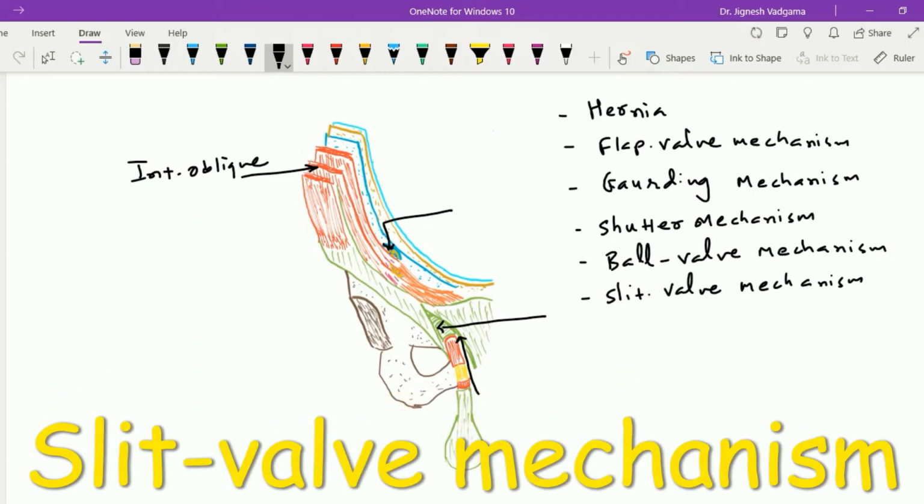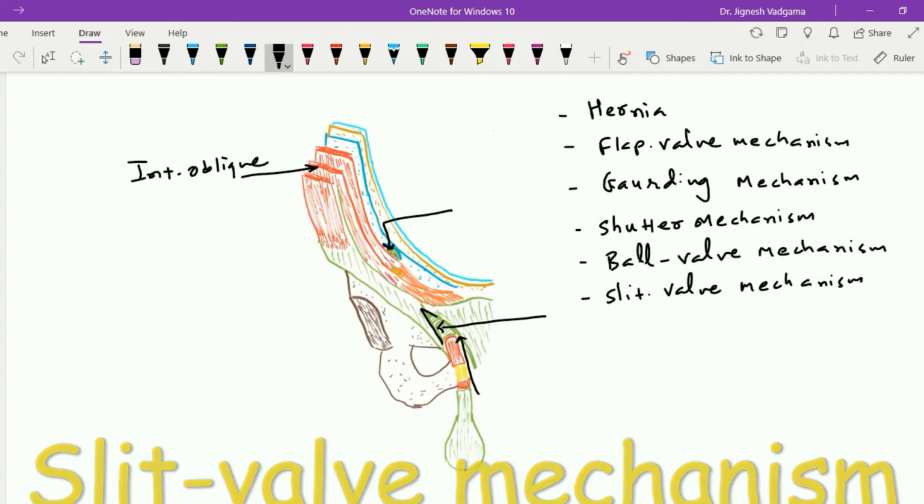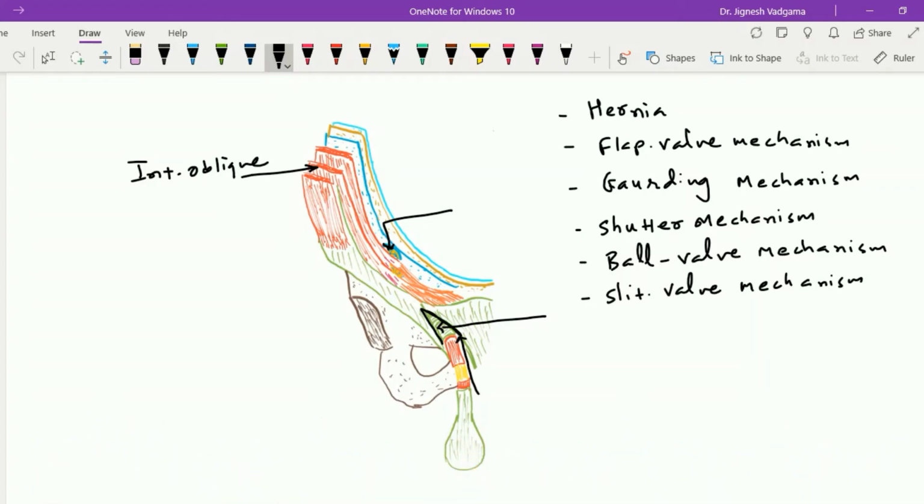In the case of the superficial inguinal ring, it has two crura, one lateral and one medial crura, and the contraction of the external oblique muscle will lead to the approximation of both these crura, and this will lead to the prevention of the herniation through the superficial inguinal ring, and this mechanism is called the slit valve mechanism. So all these are the defensive mechanisms for the prevention of the herniation of the abdominal content through the inguinal canal.